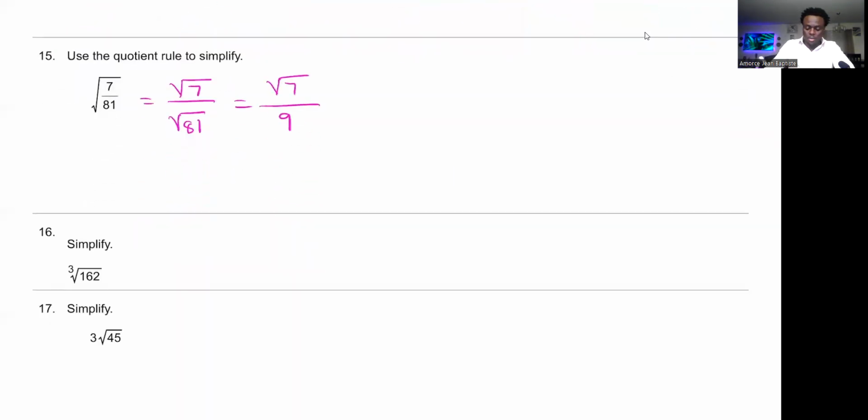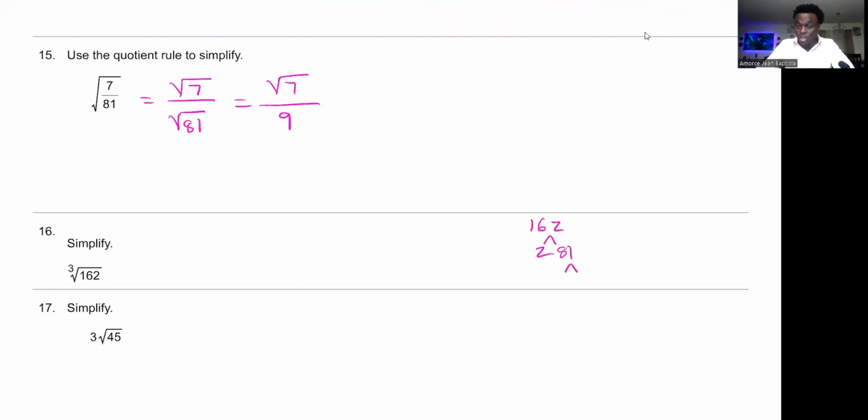Simplify this. Go ahead and, 162. Break it down. 2 goes into it because it ends with an even number. Start with 2. Divide 162 by 2, 81. And then do it again, but this time by 3, because 2 doesn't go into 81. So 3 times 27. 3 again times 9. 3 times 3.